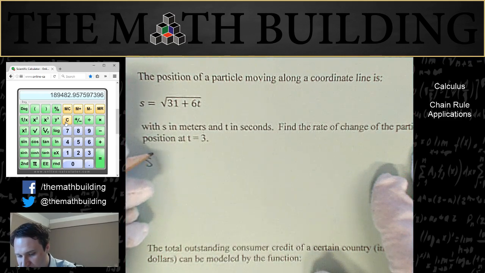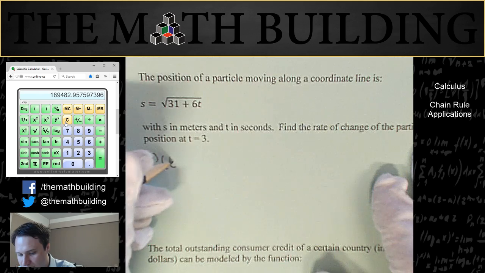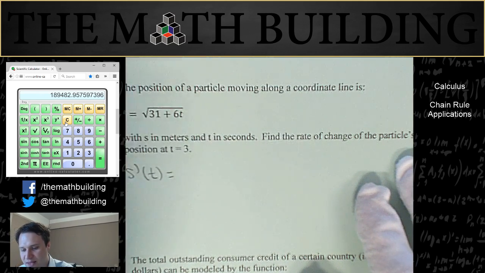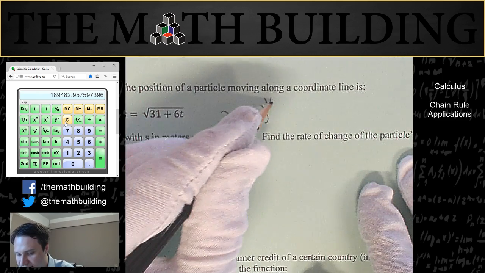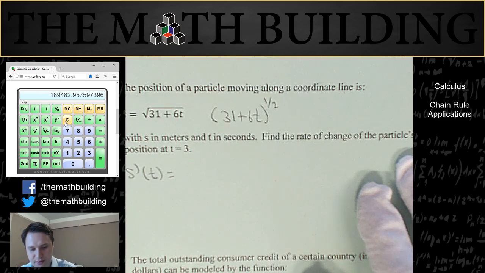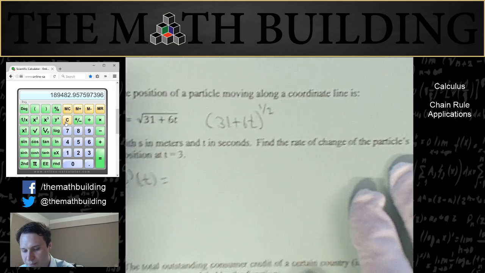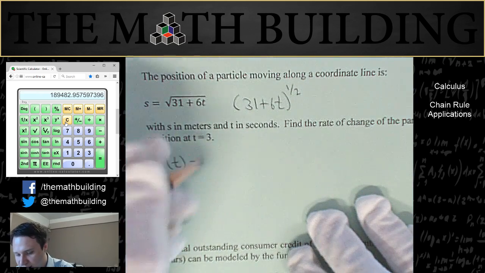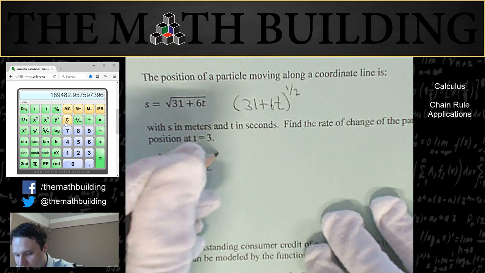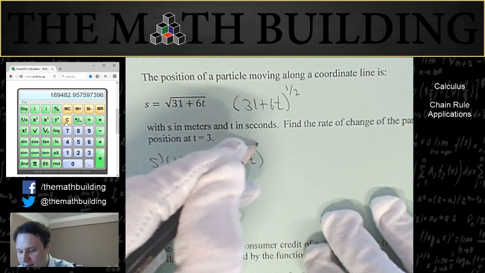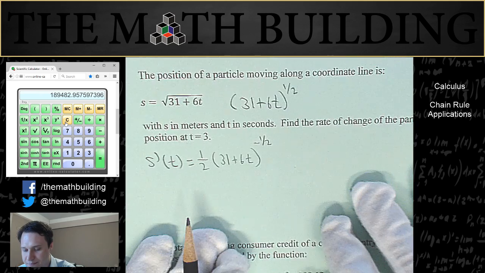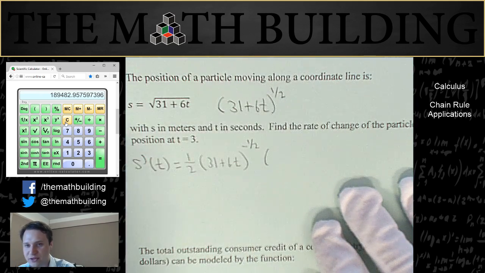So we need to know what is s prime of t, what is the derivative, and again, rewrite this as all of this to the 1/2. So what we do is we're going to bring out that 1/2, leave the inside alone. The power is going to be 1 minus 1/2, which is negative 1/2. And then multiply it by the derivative of the inside.